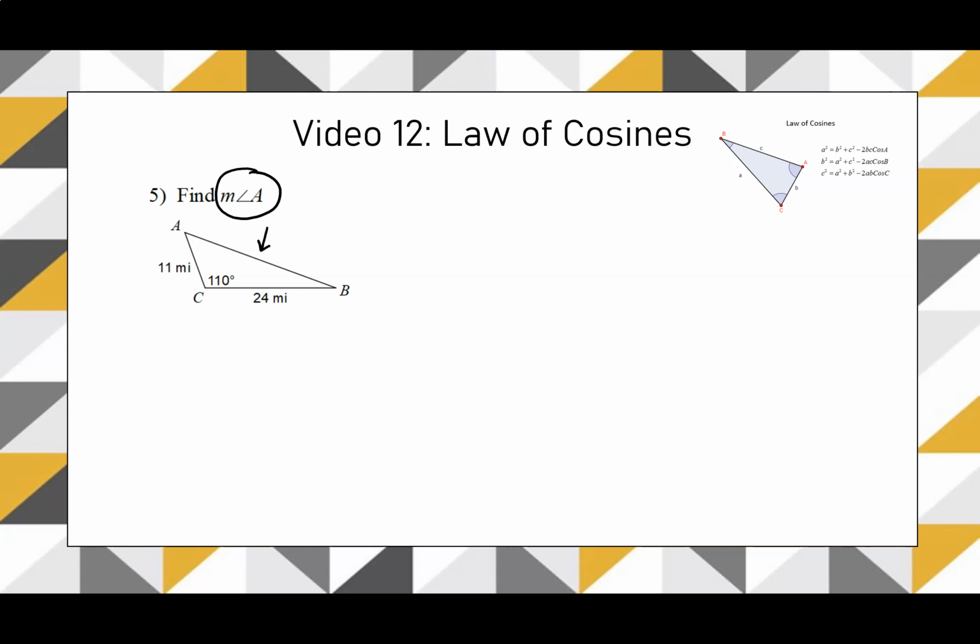Well, that's fine, because look at this. This is our perfect side angle side. This is in the right shape to solve for a side length. So I'm going to go ahead and I need to find side C first. So that's going to give me C squared equals A squared plus B squared minus 2AB cosine C.